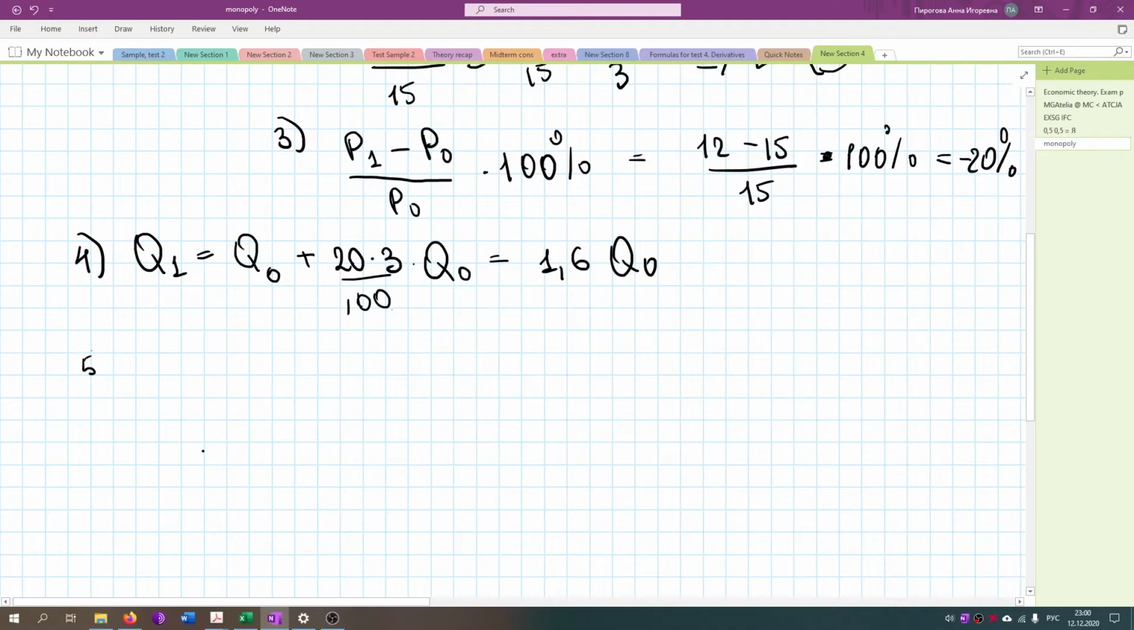And speaking about the change in total revenue, it is our new total revenue minus our previous total revenue. So our new revenue is price 1 multiplied by Q1. Our previous total revenue was price 0 multiplied by Q0.